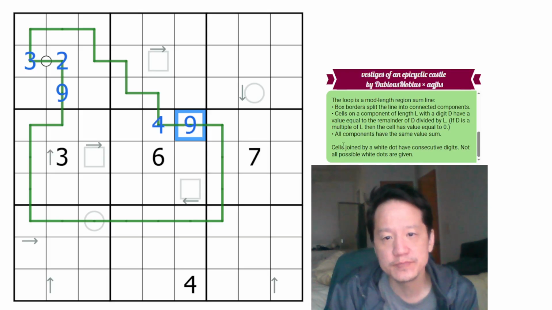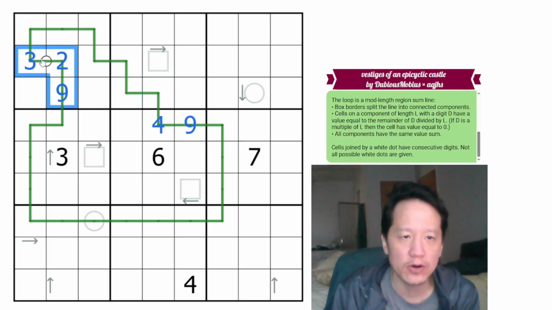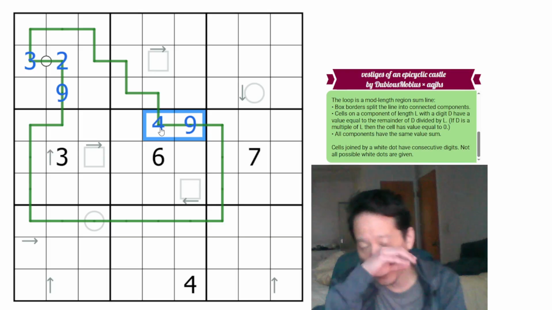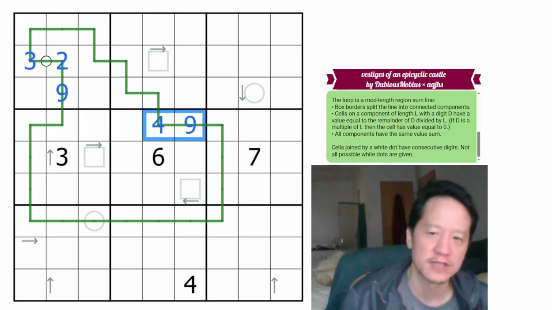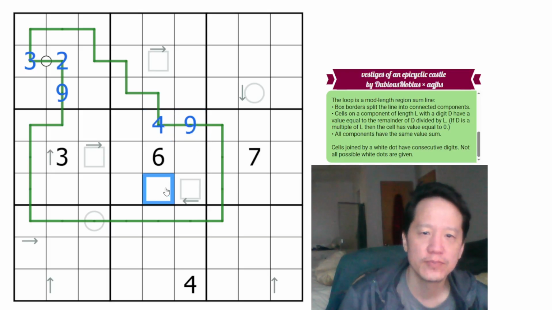And then all components have the same value sum. So if you sum up all the values of the cells, it should be equal. But obviously this is not going to be equal, because this is only a value of essentially 1, and this is already a value of 7 here. So this wouldn't work in general anyways, just for this specific example, because all components have the same value sum.